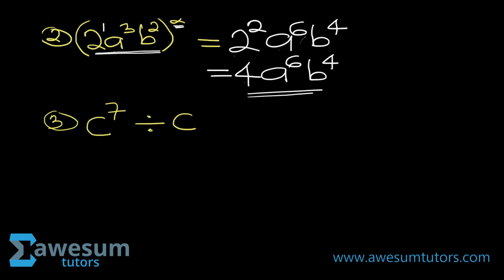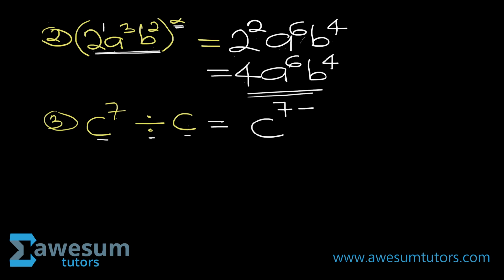Very good. If you remember, your division law says that if you have index notations like this with the same base, which is division, what you need to do is to subtract the powers. Now if you take a look at this, the same base is c. This has a power of 7, and because it is division, I will say minus.